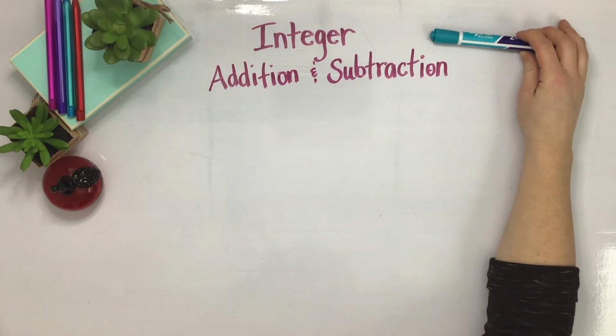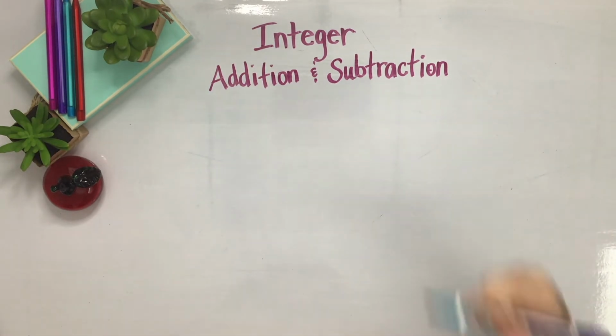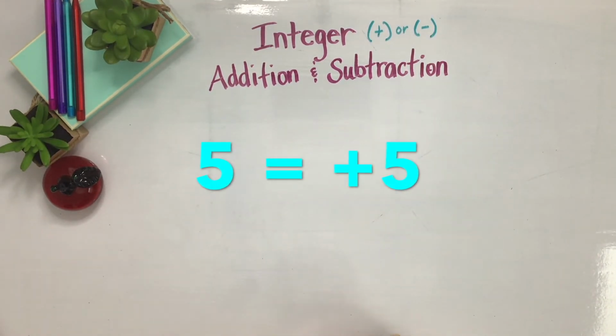First, let's talk about the word integer. An integer is simply a number that has a positive or a negative sign. If a number is written with no sign at all, we assume that it is positive.